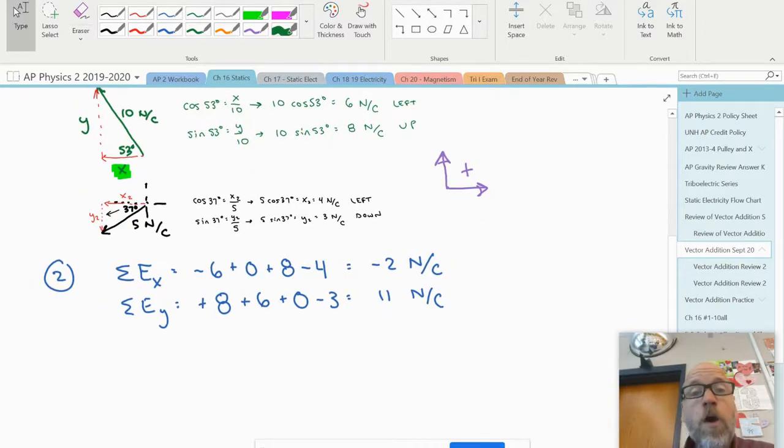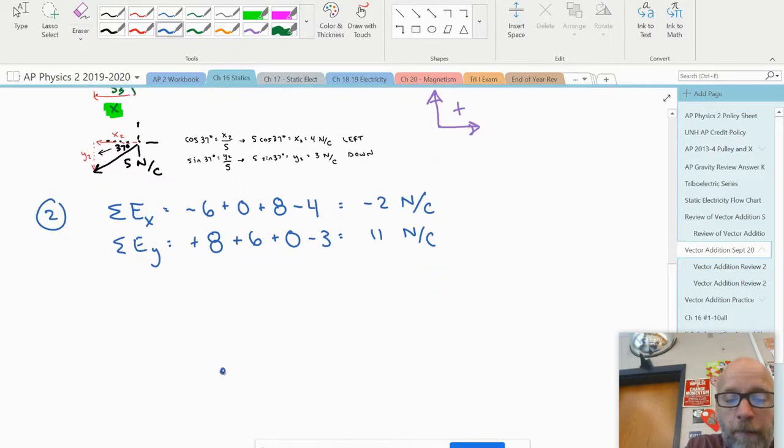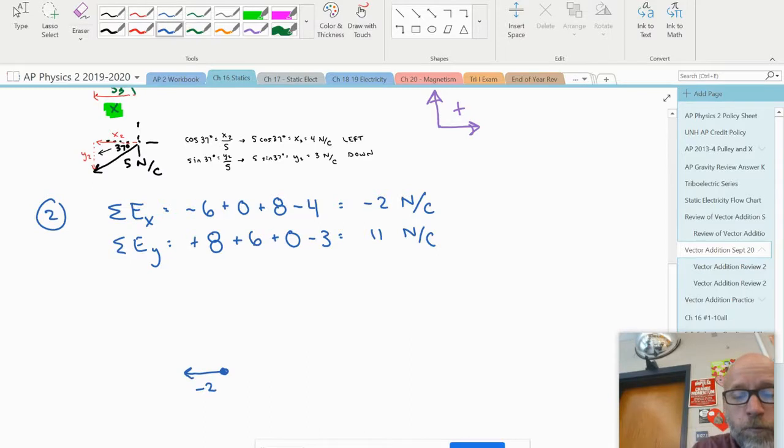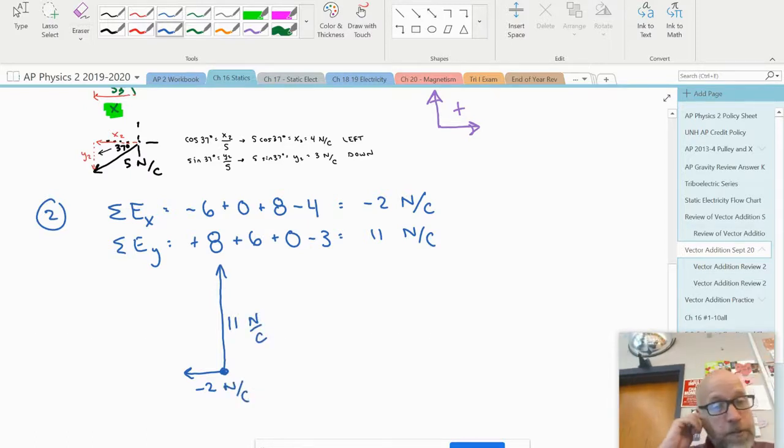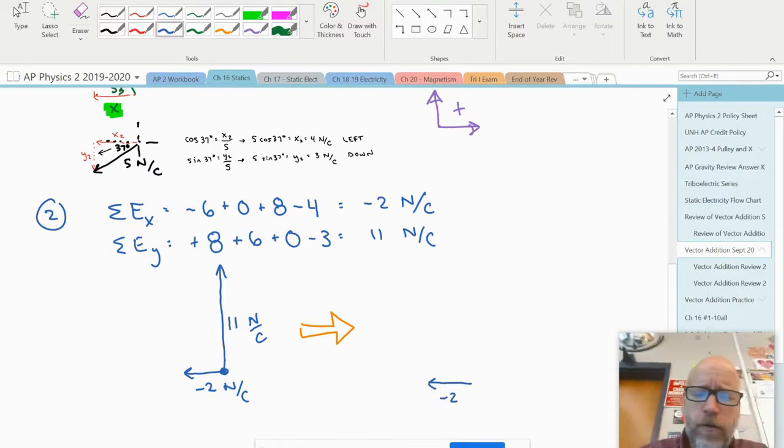Now those are the components of the resultant. So let's redraw that. I'm going to start here. I can just randomly pick a spot on my paper where I have some space. Goes negative 2 and up 11. Now here's the thing. That is not tip to tail. And if there's one mistake that students make, it's drawing in the resultant before they go tip to tail. You guys wouldn't do that though. No.